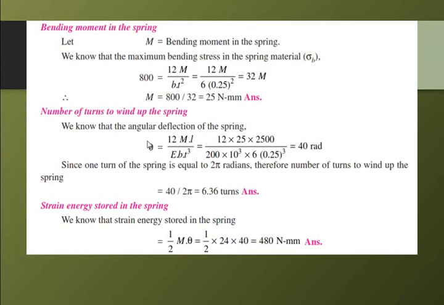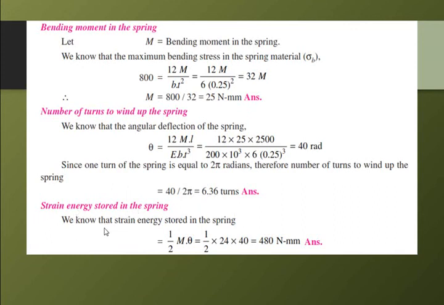Next you need to find the number of turns. For that, first you need to find the angular deflection. Theta is equal to 12ML by EBT cube. If you substitute all the values, you will get 40 radians. You need to convert these radians into number of turns by dividing by 2 pi, since one turn of the spring is equal to 2 pi. Therefore the number of turns to wind up the spring is 40 by 2 pi, which will give you 6.36 turns.